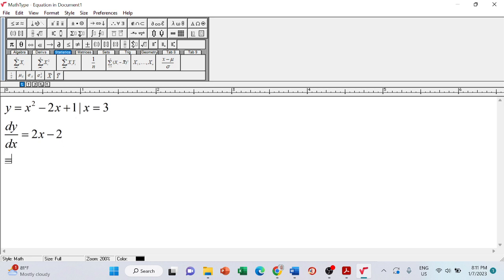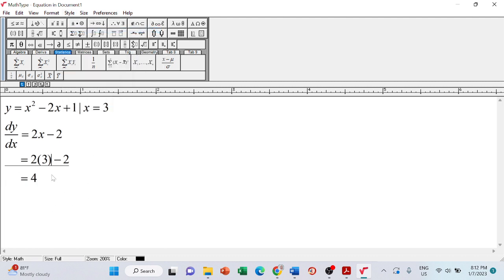So substitute when x is 3. I will show it. dy dx means 2 times 3 minus 2. We replace x with 3 because the question gives us the information x equal to 3. So 2 times 3 is 6, 6 minus 2 equals 4. So this is your slope.